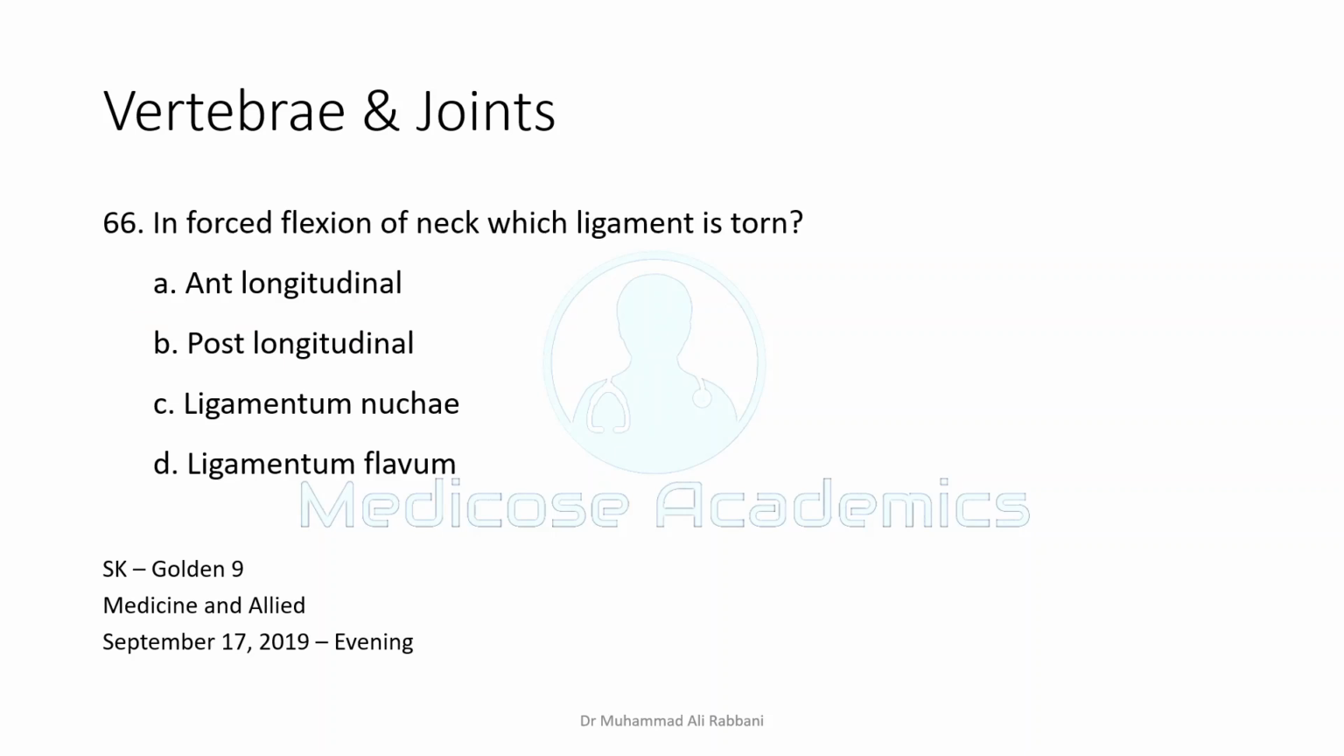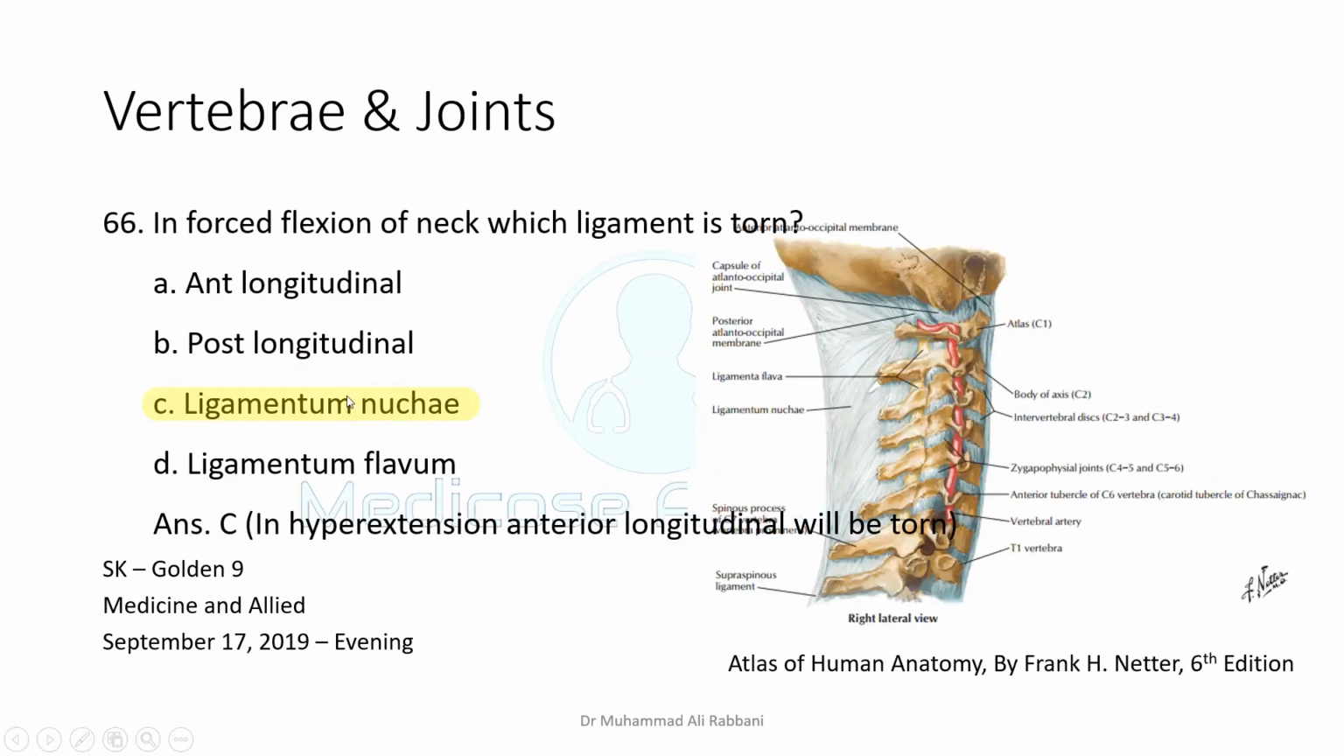Vertebra and joints. In forced flexion, flexion is when you put your head forwards. Which ligament will be torn? Here the correct answer will be ligamentum nuchae. Here you can see a picture of the neck, taken from the lateral view. This is the anterior aspect, and this is the posterior aspect. For flexion, the head will flex forward like this.